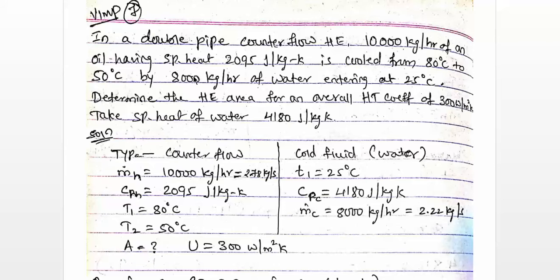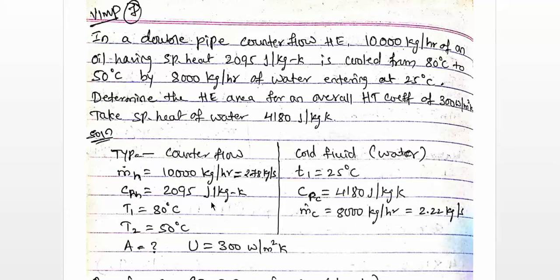So the water flow rate is given, that is 8000 kg per hour, right? 8000 kg per hour is the mass flow rate of the cold fluid. It has been converted into kg per second, that is 8000 divided by 3600 is equal to 2.22 kg per second. Then the specific heat is also given for the hot fluid, that is 2095. This is the specific heat of the hot fluid. Mass flow rate is 10,000 kg per hour, which has to be converted into kg per second, right?